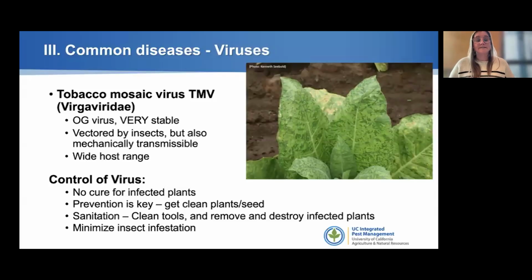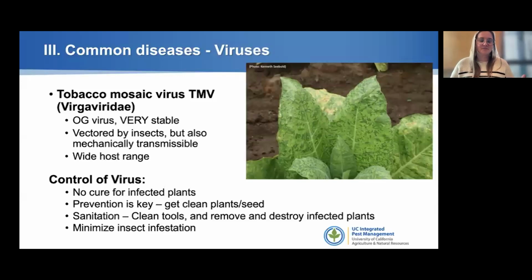The other important factor is sanitation. So using disinfectants when you're going from plant to plant and removing and destroying those infected plants. And this is primarily going to help with your mechanically transmissible viruses. And sanitation helps with a wide variety of plant diseases. So it's in general a good idea.